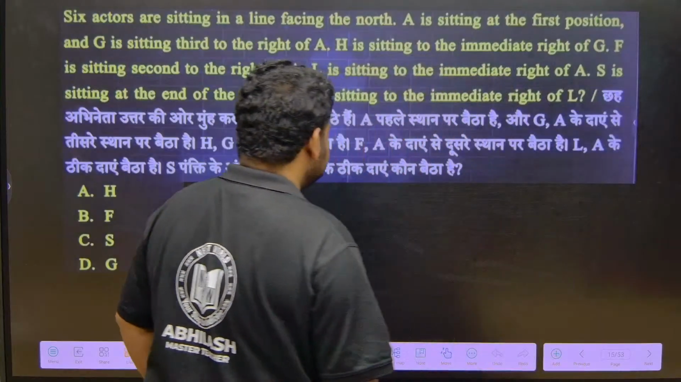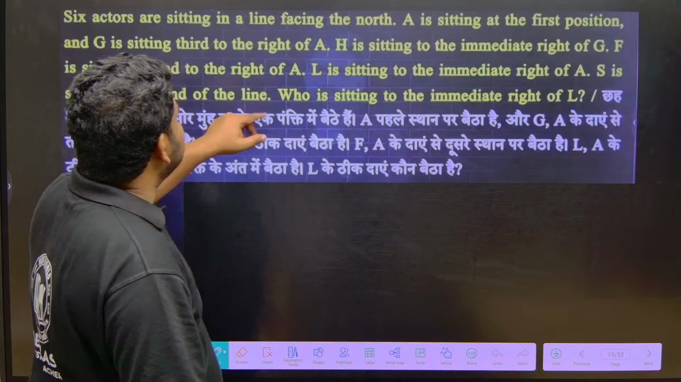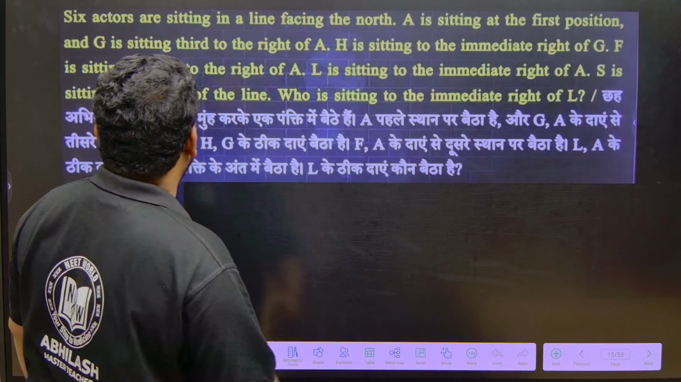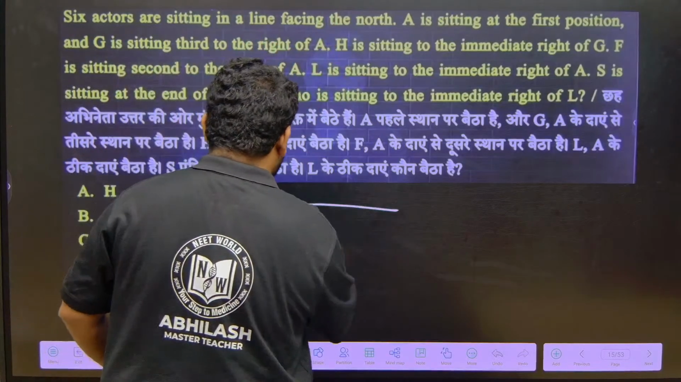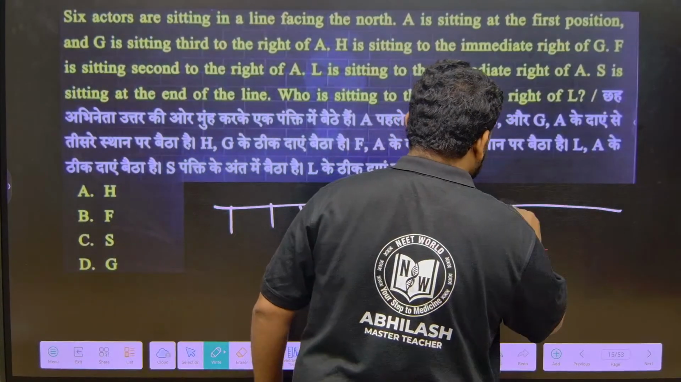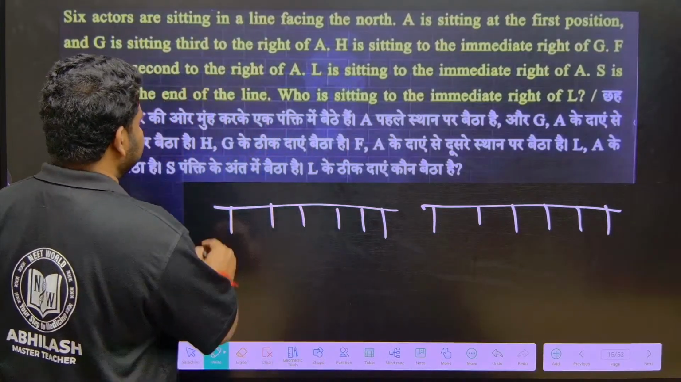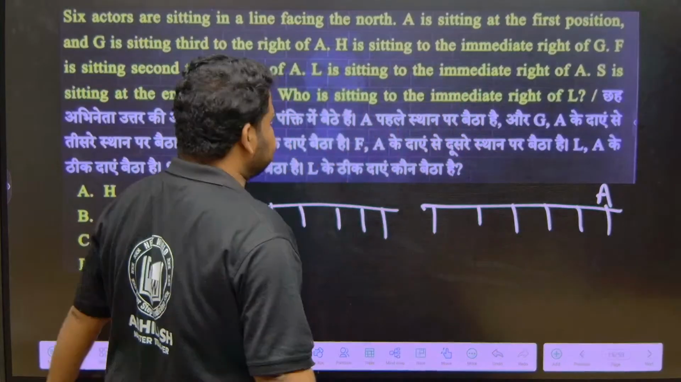See here. 6 actors are sitting in a line facing north. They are only telling it is facing north. 6 actors: 1, 2, 3, 4, 5, 6. Okay, A is sitting at the first position. First position means let this be the first position or that be the first position. We don't know which is the first position.